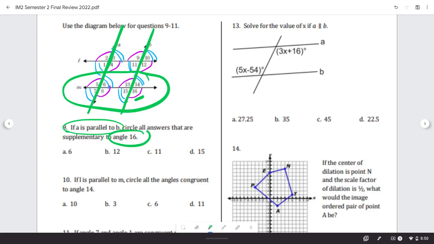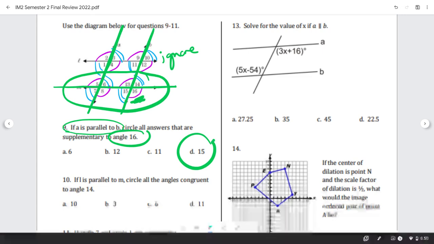Okay, so angle 16, let's only look at the bottom one because angle 16 is in this position right here. So it means that we're looking at this line as the transversal and we can ignore the top one. Okay, so we've got 15 is going to be supplementary because it's a blue one. And then 11 and 12 are at the top, so we're going to ignore these. And 6 is also blue, so we're going to take that one as well. That one is also supplementary.